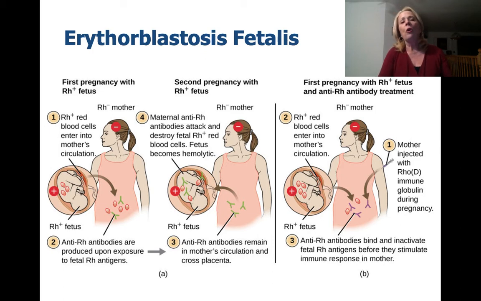So you know that they have the RhoGAM shot, and they give that to mom right after she delivers that first baby. And then they give her that RhoGAM shot when she's pregnant the second time, a couple of times throughout pregnancy, and then after she delivers, they'll give her that RhoGAM shot again. And that RhoGAM shot, what it does is it prevents her immune system from remembering that Rh factor and being able to secrete those antibodies with the second or the third or whatever pregnancy.